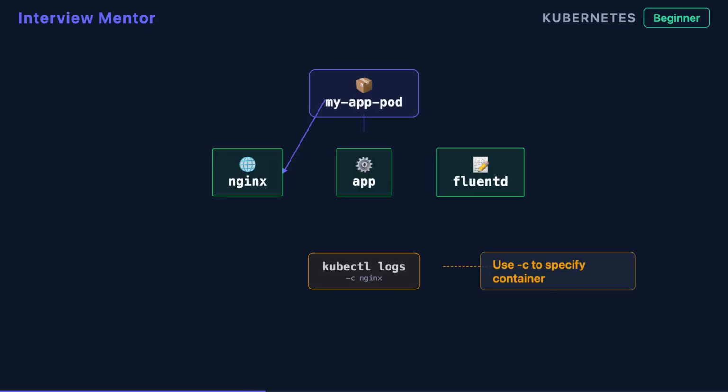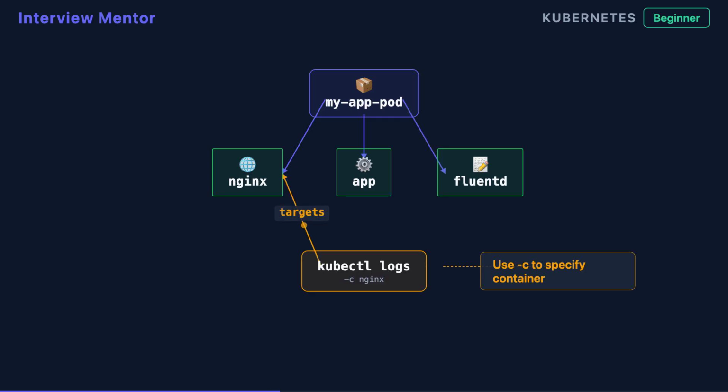What if your pod has multiple containers? Maybe you're running a sidecar pattern with an app container and a logging agent. By default, kubectl logs shows the first container. To pick a specific one, use the -c flag followed by the container name. For example, kubectl logs my-pod -c linux gets logs from just the linux container.